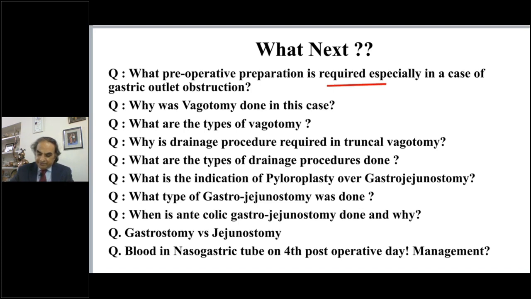Why was it done? We have covered. And the types of vagotomy, I have covered that already. My apologies on the way it is writing, but don't worry. The drainage procedure, why it was done, was covered. Indication of pyloroplasty, we have discussed. I think we have covered it up. And if anybody else was keen, gastrostomy versus jejunostomy, I'm just extrapolating the question. What is the difference between the types of gastrostomy? When do you do gastrostomy? When do you do jejunostomy? If you can answer that.